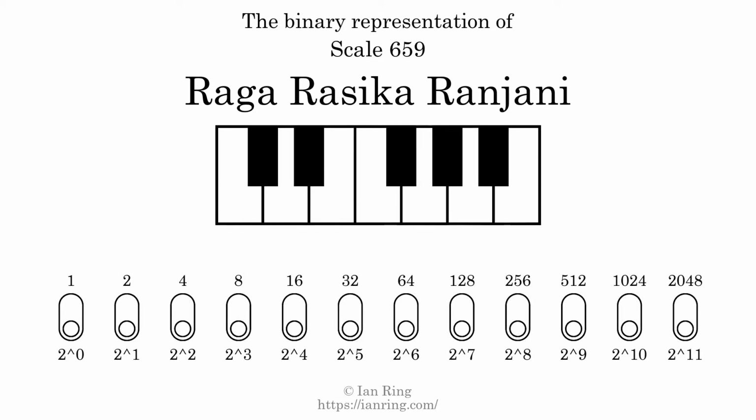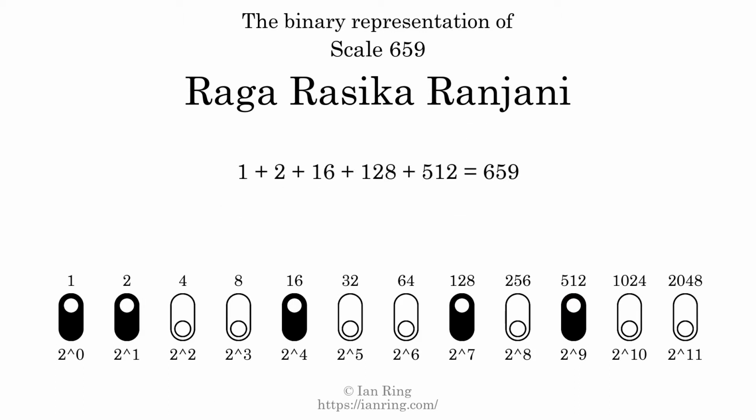The binary representation of this scale is determined by mapping tones of the scale to binary digits. Each binary digit represents a power of 2. To get the scale number, we add the powers of 2 together. The powers of 2 that are present in the scale, all added together, equals 659. That is why the scale number, in decimal, is 659.